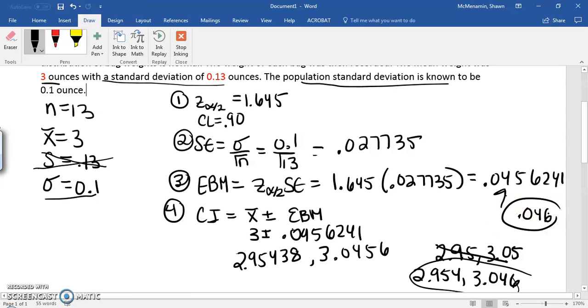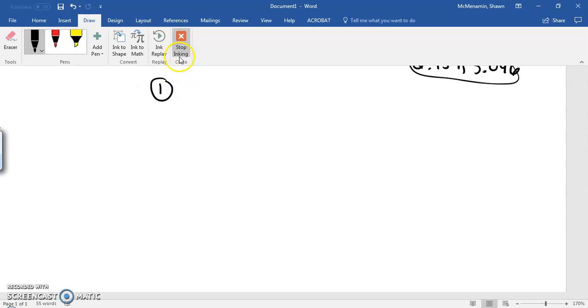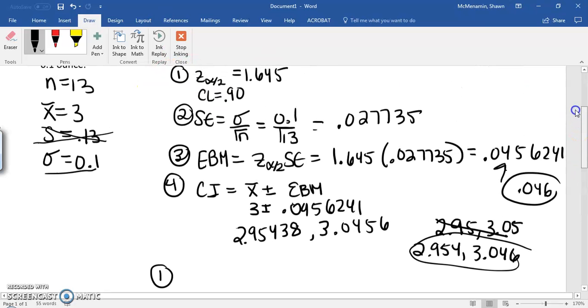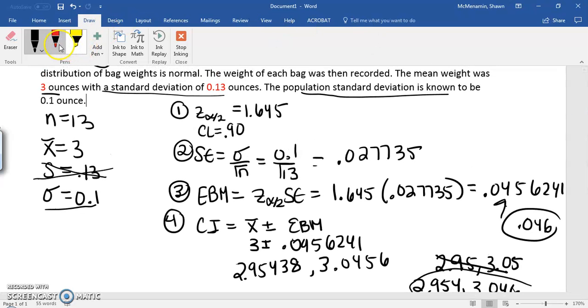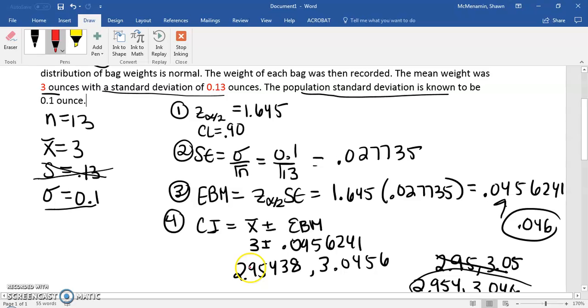So it's the same process for a 98% confidence interval. The only thing that changes is your z. So for 98%, when you go to your chart, the z alpha divided by 2 is 2.33. So instead of using 1.645, you do 2.33. That's going to go here.